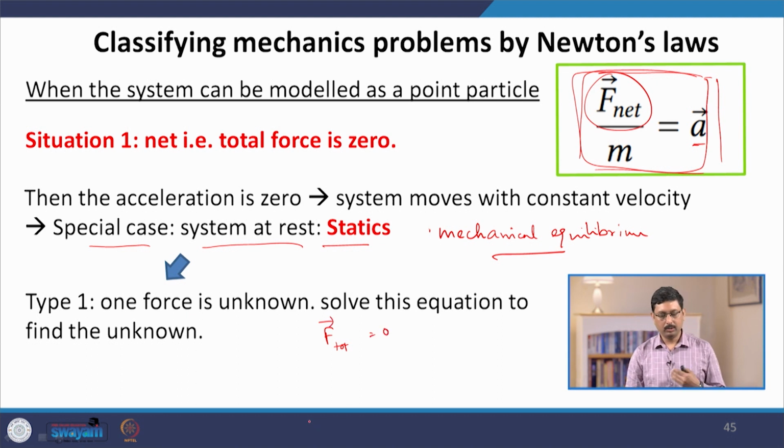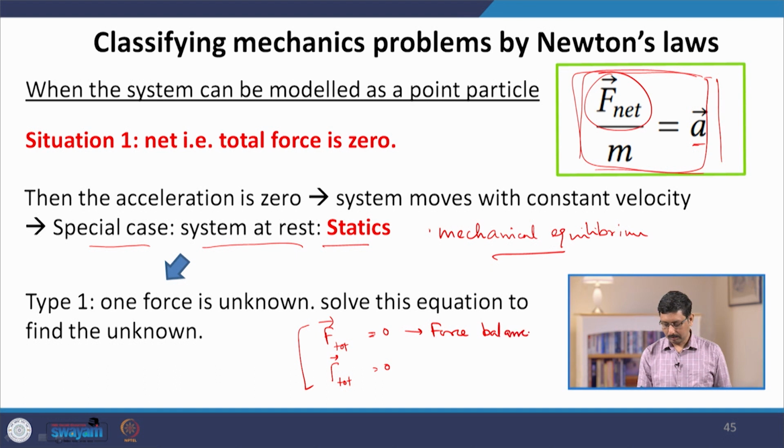We shall see in more detail in the coming few lectures that you need an additional condition, that the total torque is also equal to 0 in this case. So this gives you two equations if you add the torque condition. This is called the force balance and this is the torque balance. So you have two equations, so at most you can have two unknown forces. You solve these equations to find the unknowns. This is the typical problem.